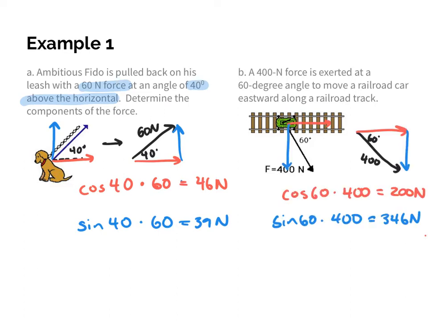All right, so using sine and cosine again, you should get the two components. So for the horizontal component, using cosine, you'd get 200 newtons, and using the sine to find the vertical component, you get 346 newtons. So again, very similar to what we did with motion, but now we're talking about how much push or pull is in each individual direction.